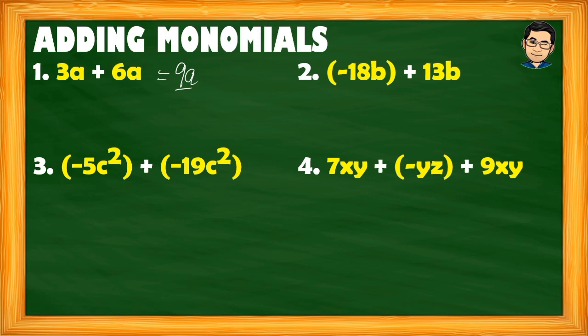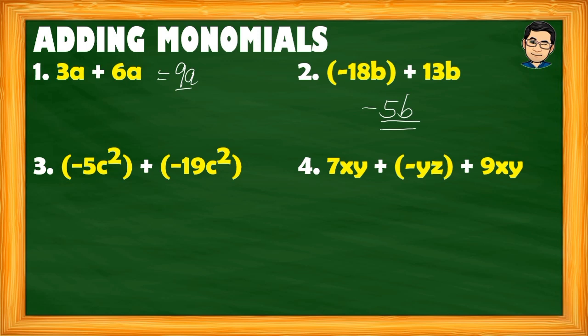Next, negative 18b plus 13b. So, pareho din po sila ng literal coefficients. Similar terms pa rin po sila. So, all we need to do is to apply the rules in addition of unlike signs, wherein we have to follow the sign of the bigger value and then we proceed to subtraction. So, basically, magkaiba po sila ng sign. So, negative 18 plus 13. So, mas mataas po na value dyan is negative 18, yung 18. So, ang susundan po natin na sign is negative. And then, we subtract 18 minus 13, that is 5. So, our final answer will be negative 5b.